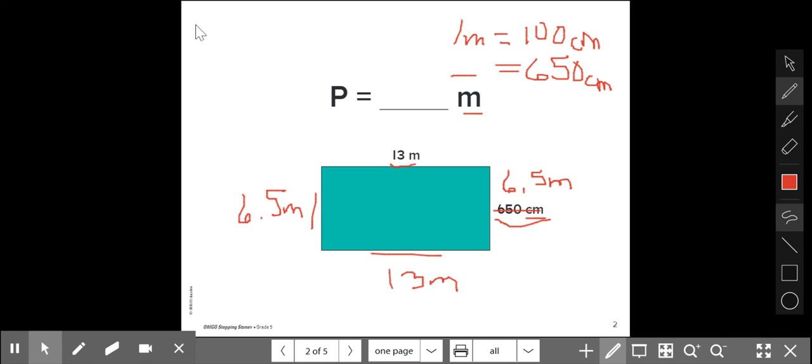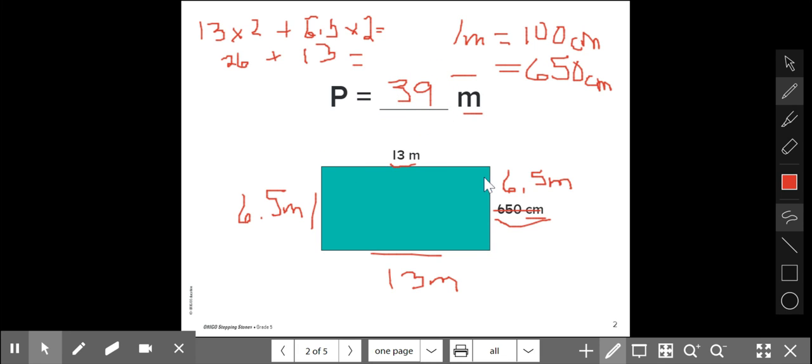I'm going to turn this into a little bit of a multiplication problem. I'm going to take 13 times 2, then I'm going to add 6.5 times 2. And if we look at it that way, by order of operations we multiply first. 13 times 2 is 26. That's the same as adding 13 plus 13. And 6.5 times 2 gives us 13, which is the same as adding 6.5 plus 6.5. If we add those together, we get a total of 39 meters.